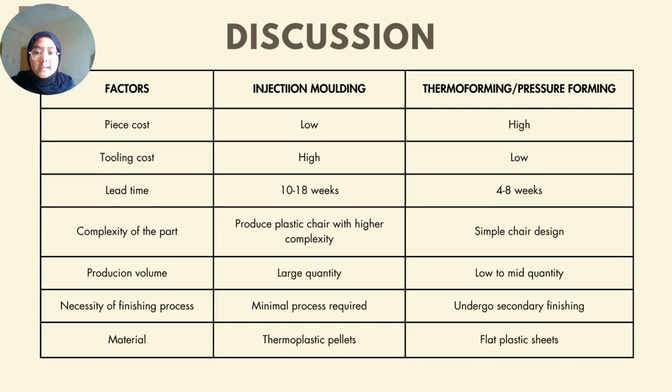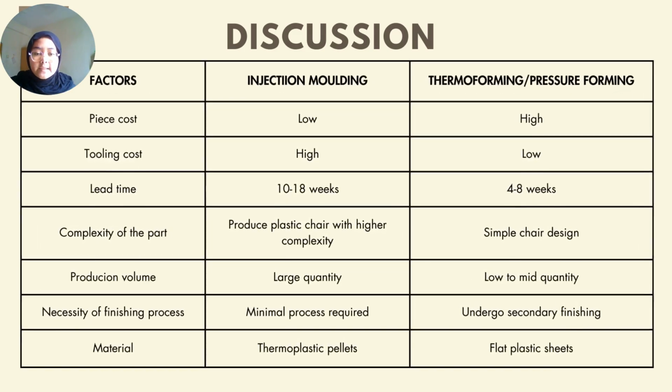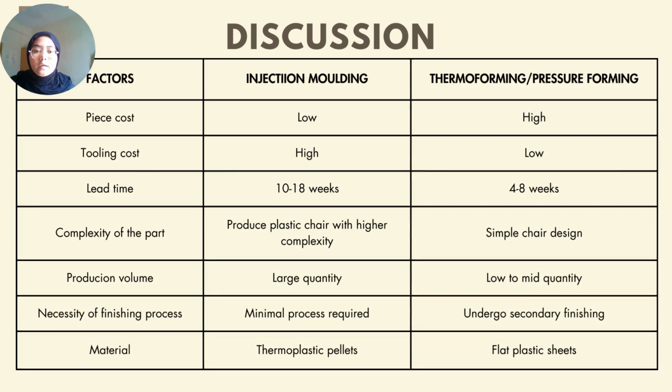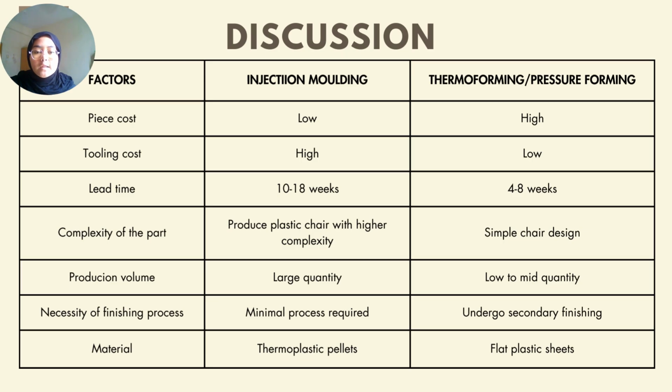To manufacture this plastic chair, there are two processes under consideration. The first one is injection molding and the second one is thermoforming. Each of these processes is important because it will have a long-term impact on the manufacturing process and the environment. Here we can see the factors that must be investigated when assessing the sustainability of the process, including the piece cost, the tooling cost, lead time, complexity of the part, production volume, necessity of finishing process, and the materials.